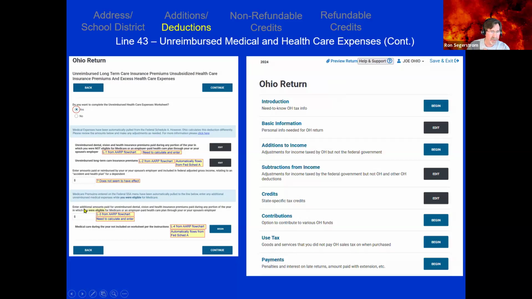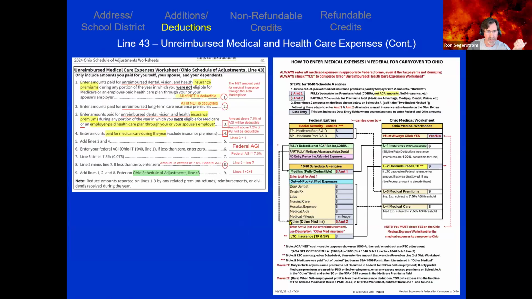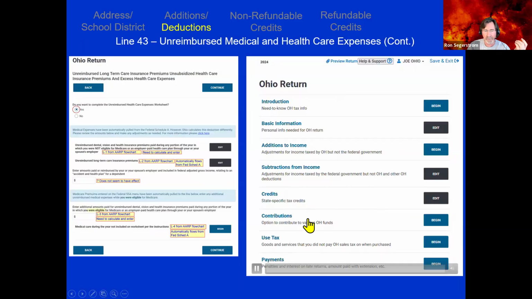And then this is the amount of insurance: dental, vision, health insurance. If you were eligible for Medicare, this is that block L3 from the AARP flow chart. That amount goes right there. And then medical care during the year not included in the worksheet, all your co-pays: doctors, prescriptions, labs, nursing care, hospital expense, medical aids, medical mileage, all that kind of stuff would flow into L4. You would open this up right there, or it would automatically flow.